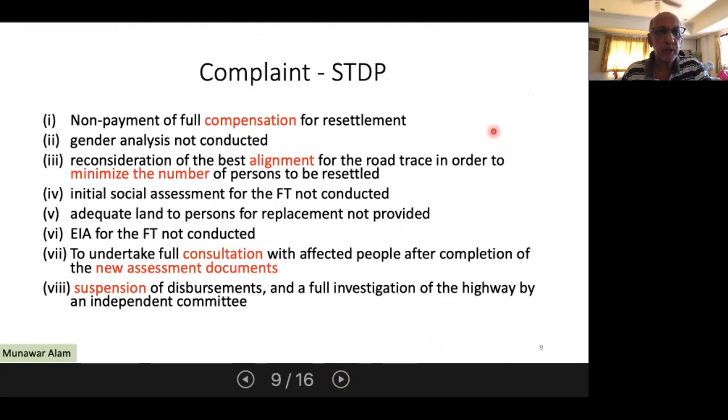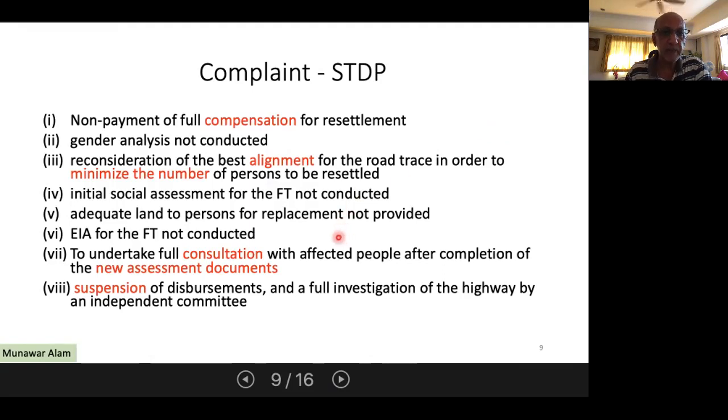People were protesting of inadequate compensation, gender analysis not having been done properly. Then there was a change in alignment as well. So almost about 28 kilometers of this road had to be realigned. And realignment means that the environmental impact assessment had to be redone, and new sets of people got affected by the project because of this. So a major change in scope for the project had to be done.